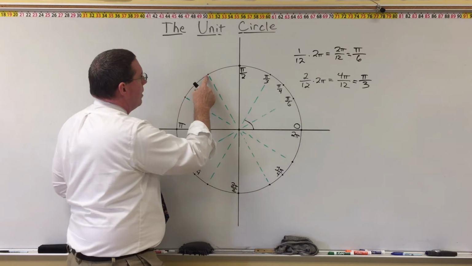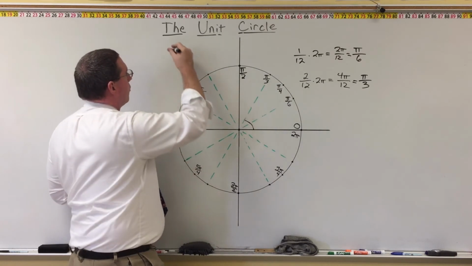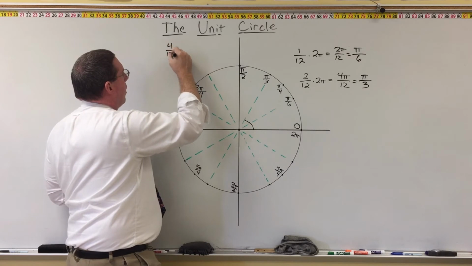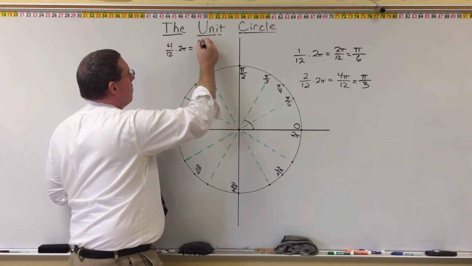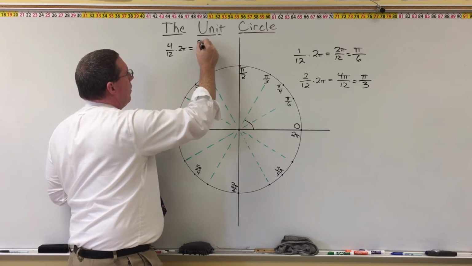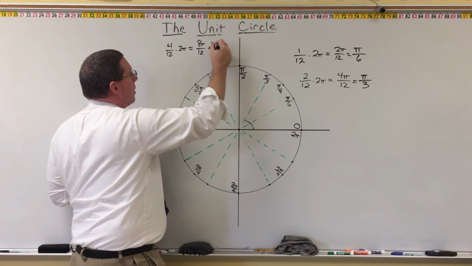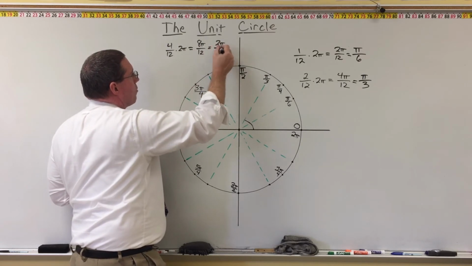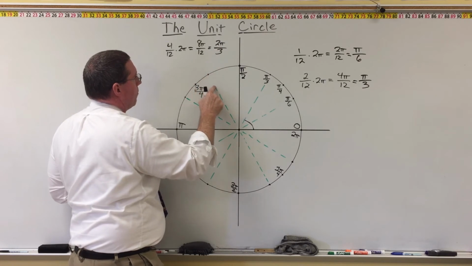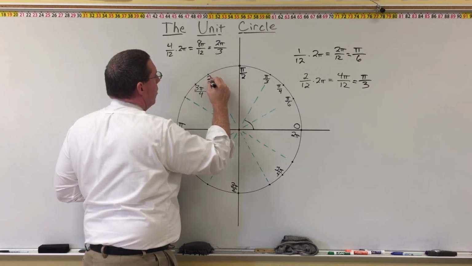All right, now this one right here is going to be 1, 2, 3, 4 slices. So that's 4 out of 12, okay, times 2 pi. 4 times 2 pi is 8 pi over 12. Both are divisible by 4, and so 8 divided by 4 becomes 2 pi, and 12 divided by 4 becomes 3, so it's 2 pi over 3. So this point right here is 2 pi over 3.